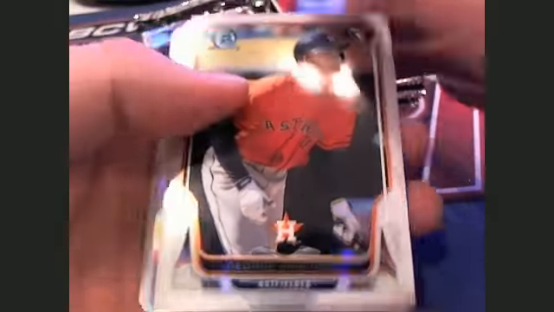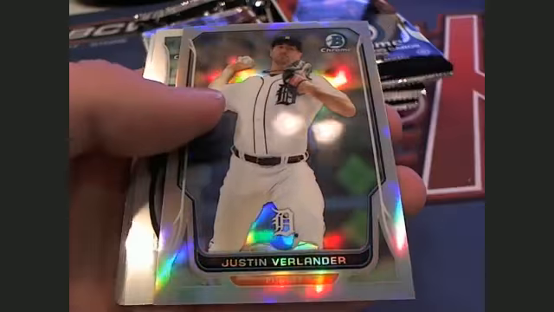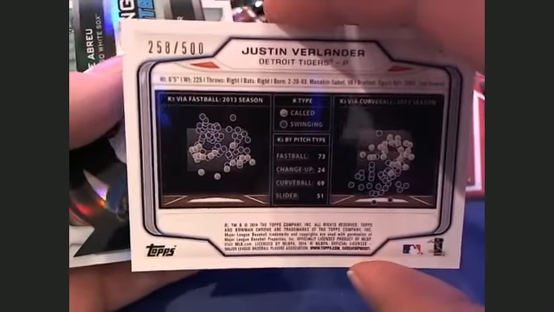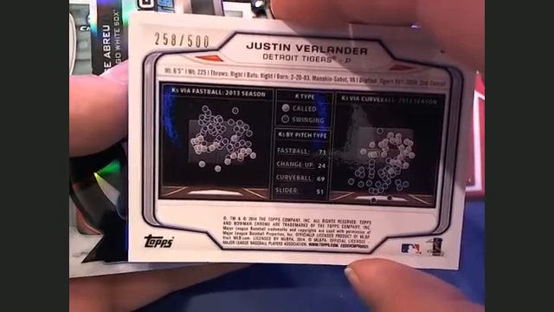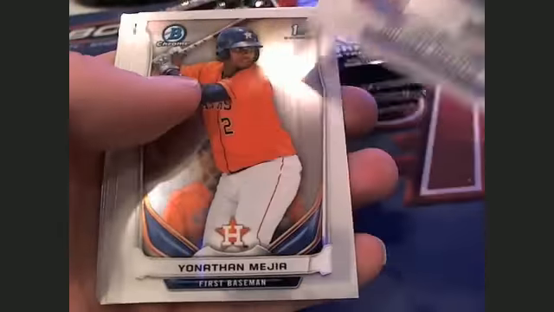All right. Still rolling in Bowman Chrome baseball. Get you a couple baseball cards. There's a Springer right there for the Astros. Chase Utley. Buster Posey. Here's a Verlander. All right. Local guy to us, numbered to 500, 258 of 500, Tigers. That is Eric M. Coming out to you. Got your nice Verlander right there. Abreu and Soler. And, okay.